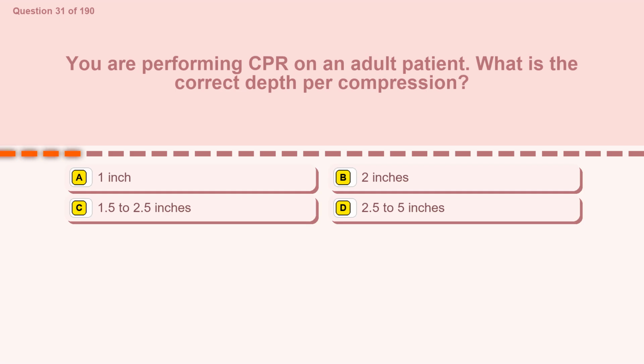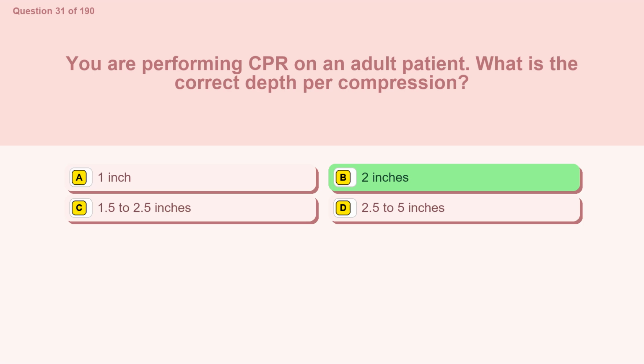Question 31. You are performing CPR on an adult patient. What is the correct depth per compression? Option A. 1 inch. Option B. 2 inches. Option C. 1.5 to 2.5 inches. Option D. 2.5 to 5 inches.